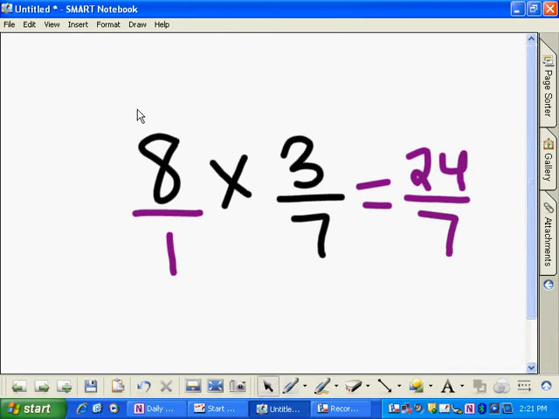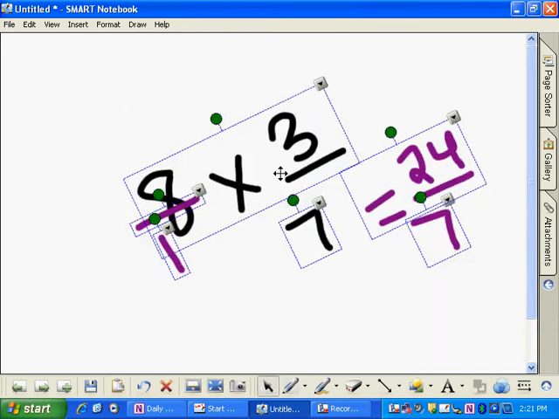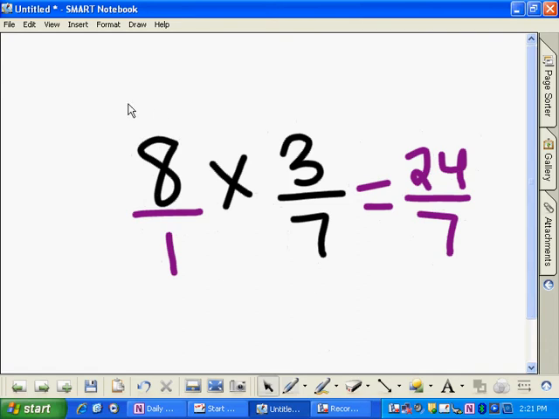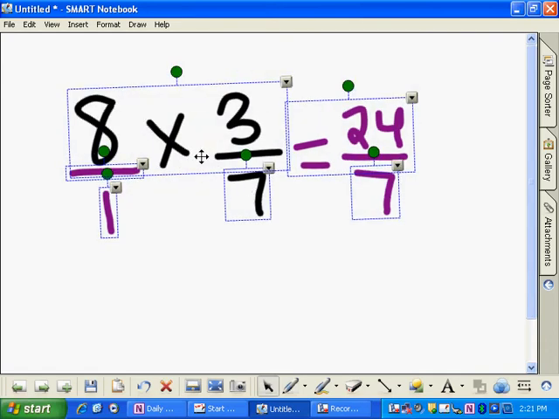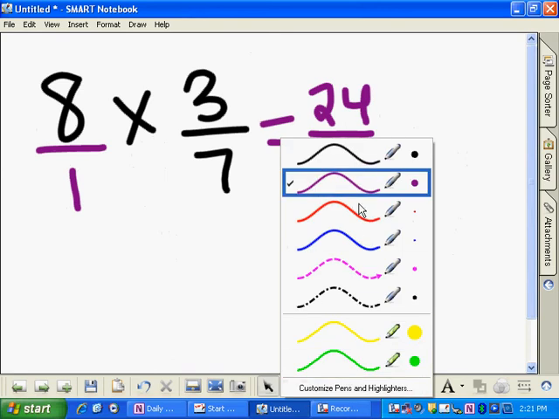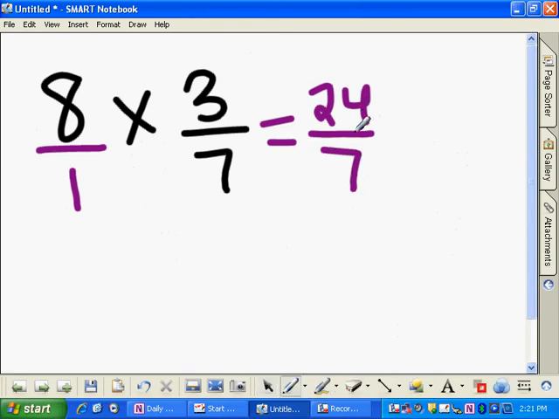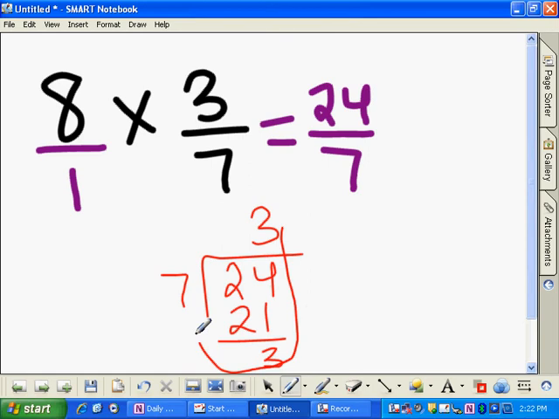Now the problem is that this is improper. We're going to move this. This is an improper fraction, and we can't have an improper fraction as our answer. It's okay to write it as an improper fraction to do the problem, but as a final answer, we can't have an improper fraction. So when I divide 24 by 7, because that's what this means, 24 divided by 7, I get 3 and 3/7. So the answer here is 3 and 3/7.